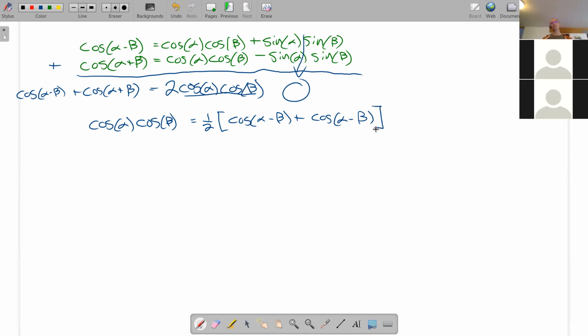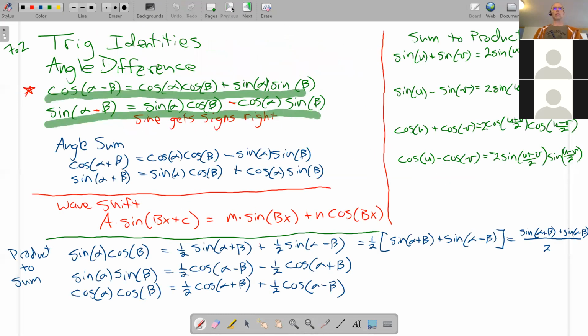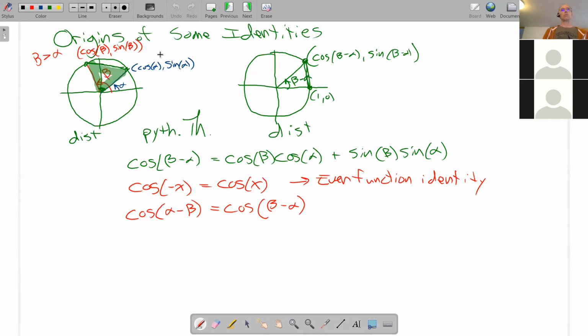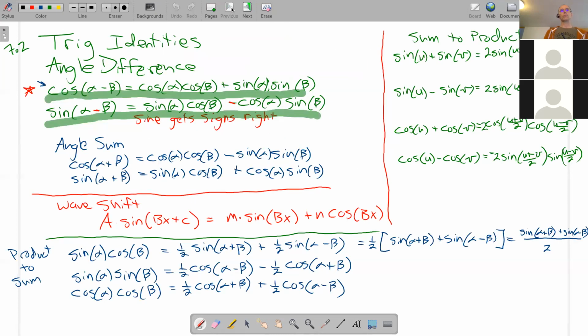So all of these identities are related, and in particular, they all originate from this one right here, the cosine angle difference, which comes from the analysis of these 2 angles on the unit circle. And then all of these others, the wave shift, the product to sum, the sum to product, they all come from mixing these together in different ways, adding and subtracting them, multiplying and dividing them. We end up with all these different identities that are useful in different areas. So we're going to next play with using them.